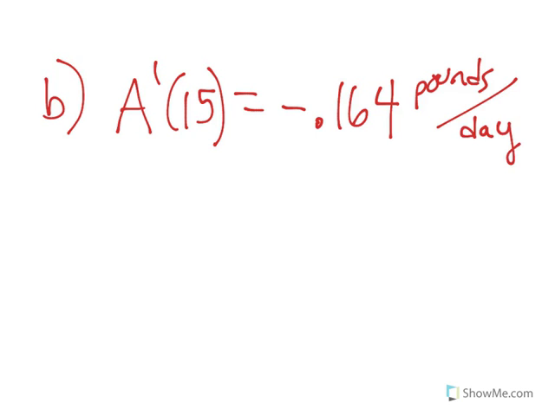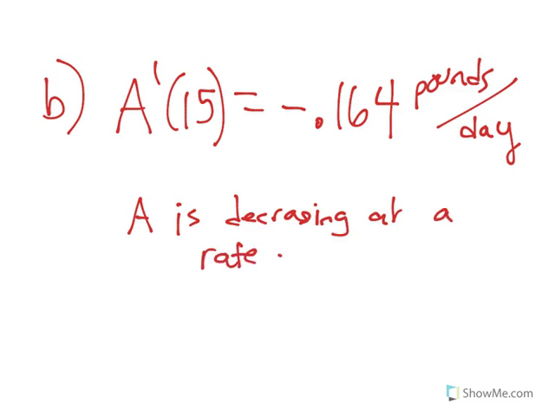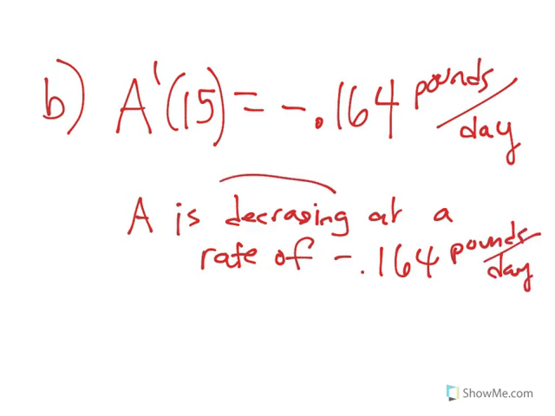Then the last part of that question asks for the meaning of that. Well, what's happening? This is either increasing or decreasing, and it looks like it's decreasing. We could just say that A is decreasing at a rate of negative 0.164 pounds per day. That's enough for them to know what's going on. The big word in here is decreasing. If instead of saying A, you want to say the grass clippings, you could say that as well. That would be fine.